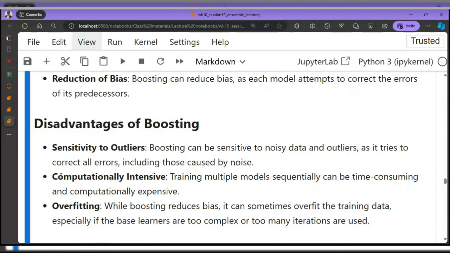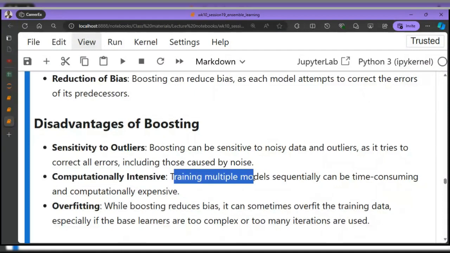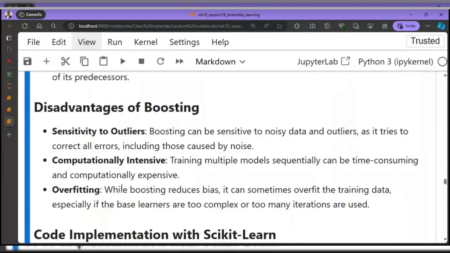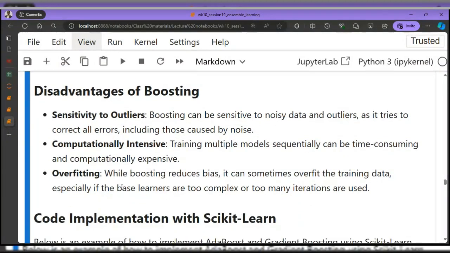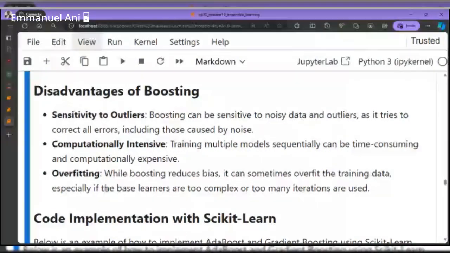It's also computationally intensive. Training multiple models sequentially can be time consuming and computationally expensive. You'll see this when you try using XGBoost on a large data set. It's going to take a lot of time just to train a model. You'll see it. Right. So that's it for boosting.